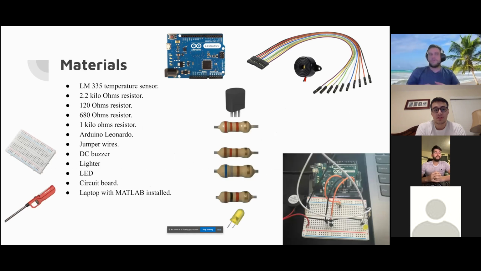Now on to the materials. We're using the same materials as were used in the previous lab to capture the temperature. So we'll be using an LM335 temperature sensor, a 2.2 kilo ohm resistor, a 120 ohm resistor, a 680 ohm resistor, a 1 kilo ohm resistor, and the Arduino, which is used with the MATLAB code on the laptop to have the code work all together.